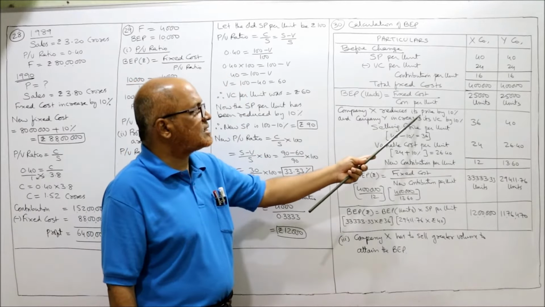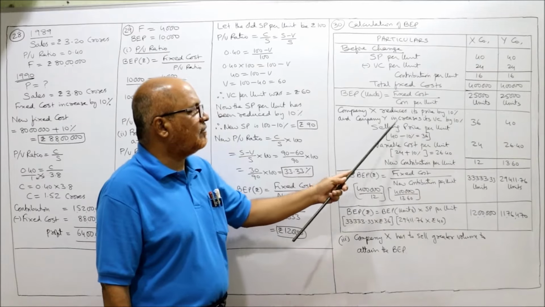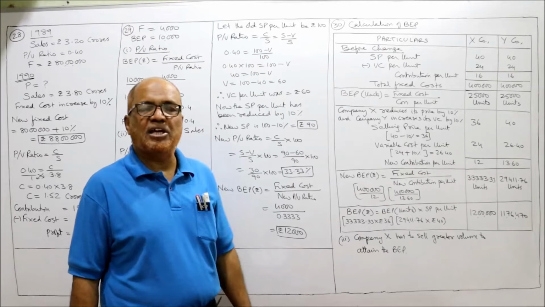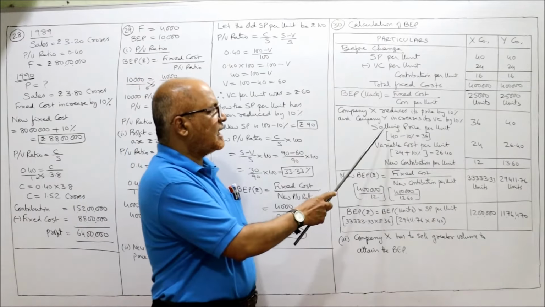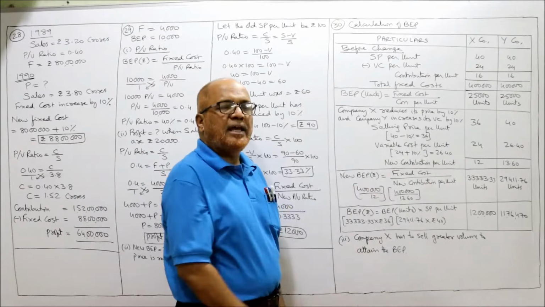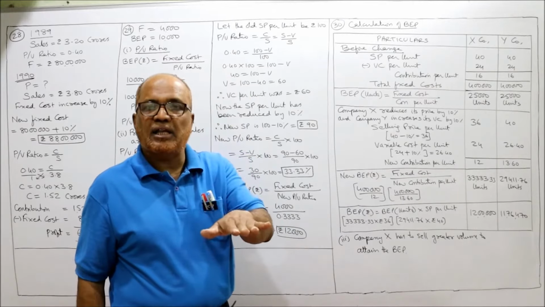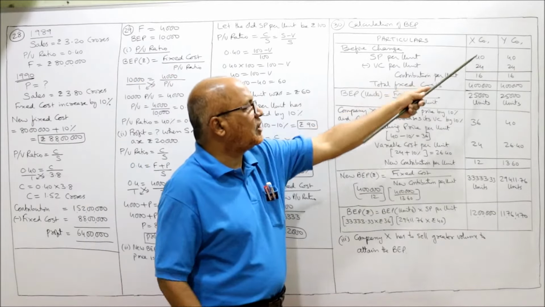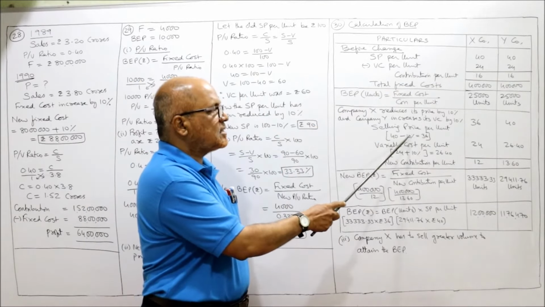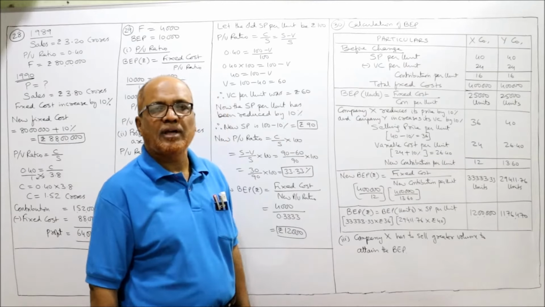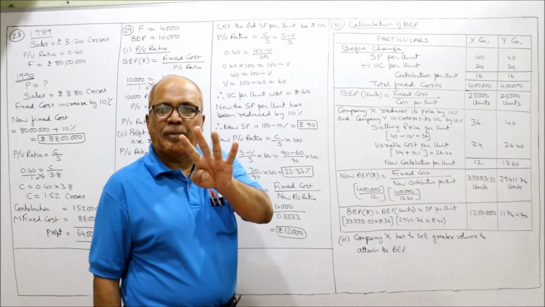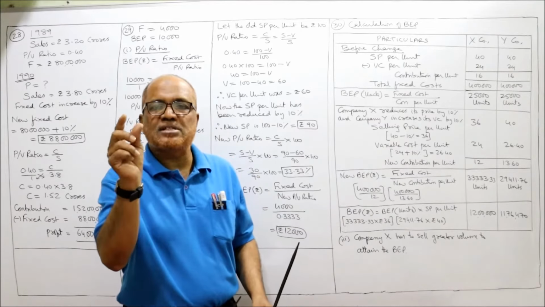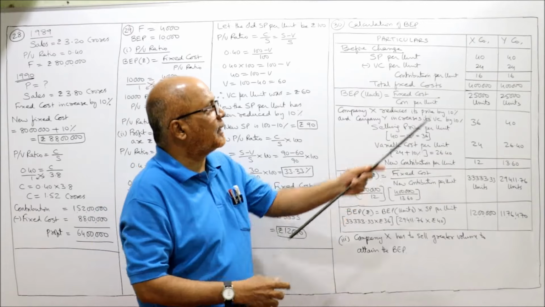Company X reduces its price by 10% and company Y increases its variable cost by 10%. Now both the companies are making the changes. So पहले company X selling price per unit. Company X is reducing the selling price by 10%. What was the selling price earlier? 40 rupees. 40 rupees minus 10%, 36 rupees. 40 rupees का 10% 4 rupees. So 40 minus 4, 36. So 36 rupees is the new selling price of X company.